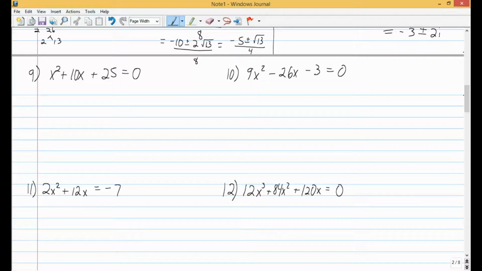Alright, number 9 says compute the discriminant. What does the discriminant indicate about the kinds of solutions? So the discriminant is b squared minus 4ac. B is 10, so that's 10 squared minus 4 times a is 1 times c is 25. So that's 100 minus 4 times 1 times 25 is 100. I get 0. So what does that mean? That means I'm going to have one real solution.